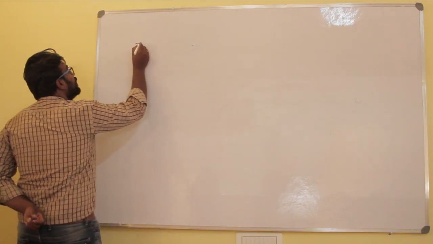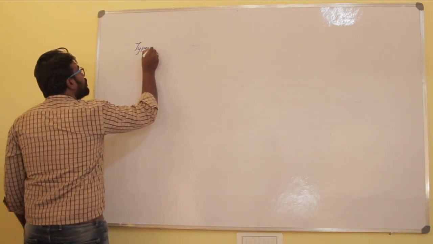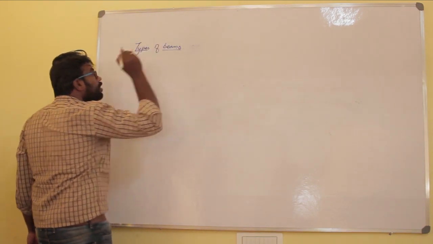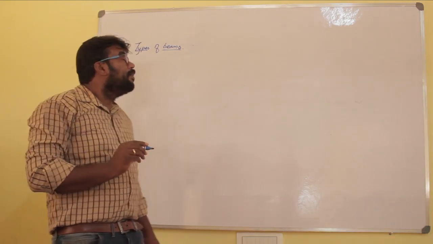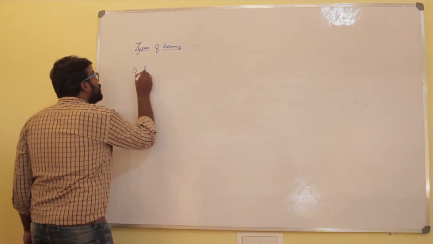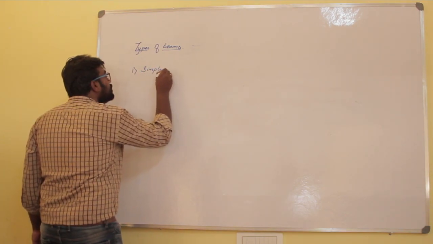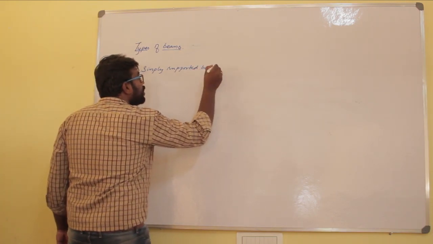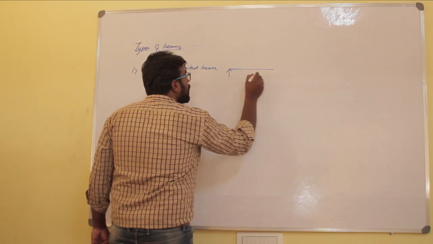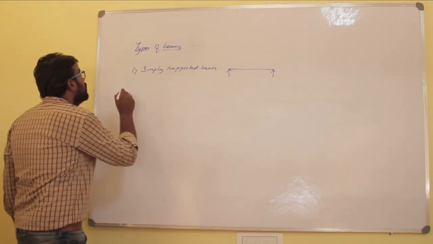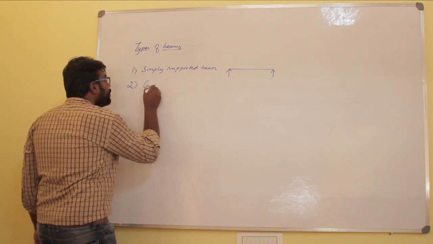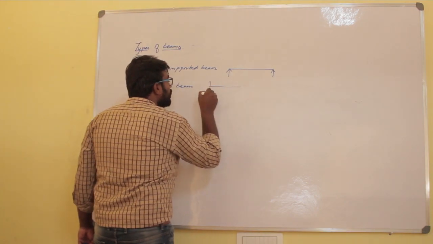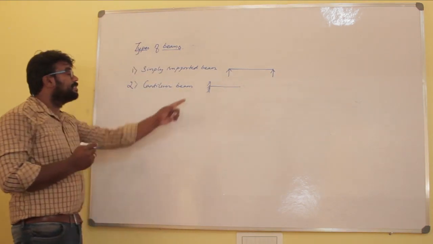Okay, let's go with types of beams. So, different types of beams. We have a simply supported beam, represented like this. Then the cantilever beam, where one end is fixed and the other end is free. This is a cantilever beam.